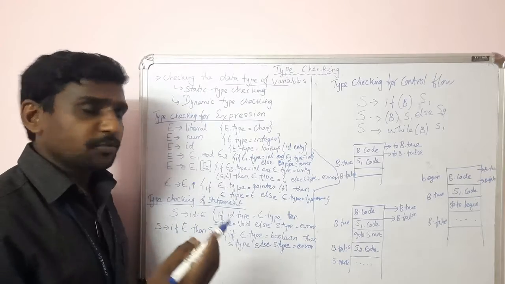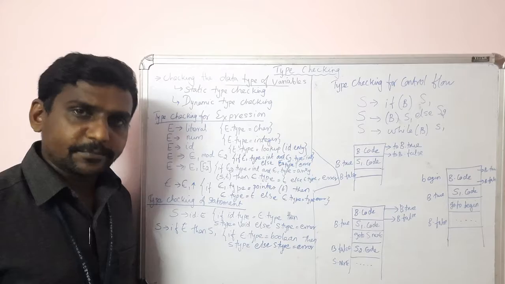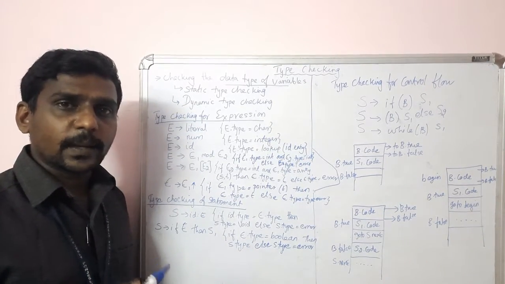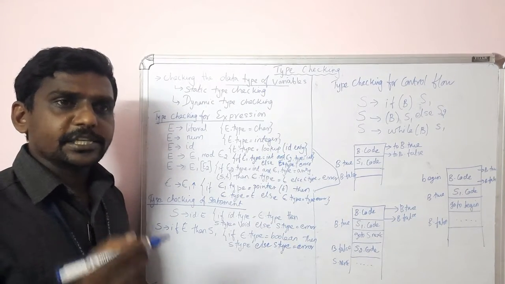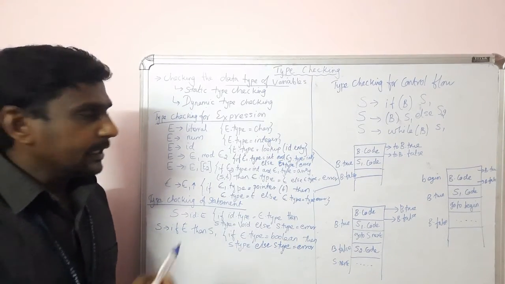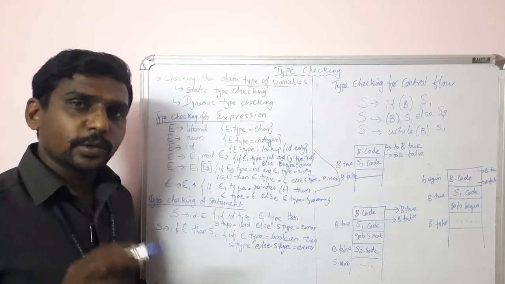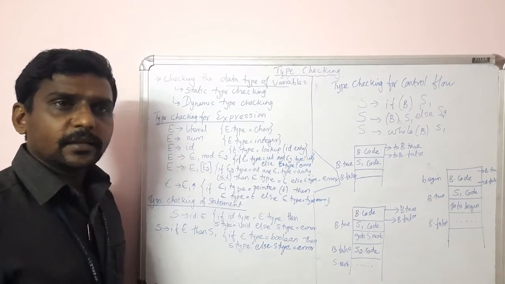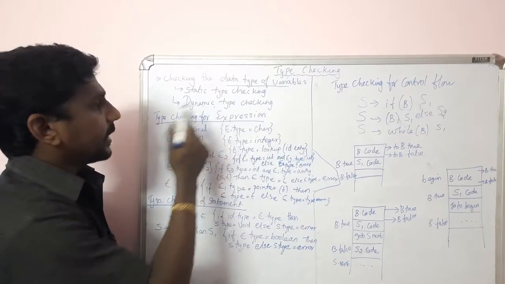There are two ways of type checking: static type checking and dynamic type checking. Static type checking is when, during compile time, the types are checked by the compiler. So integer and character are checked statically. And what is dynamic type checking? During runtime, the type checking is dynamic type checking. For example, array and list are runtime type checking. That is dynamic type checking.